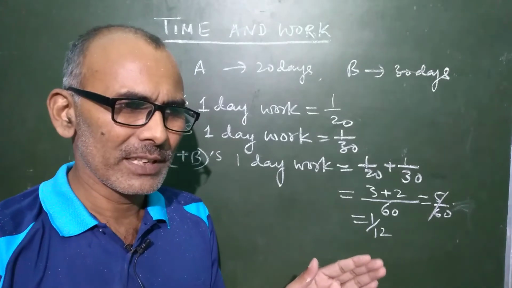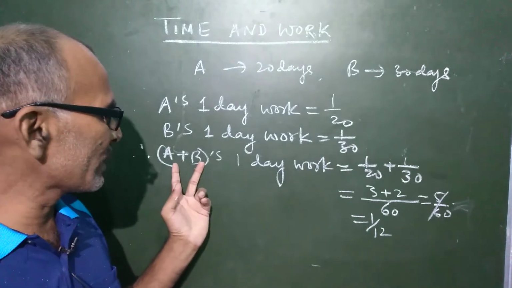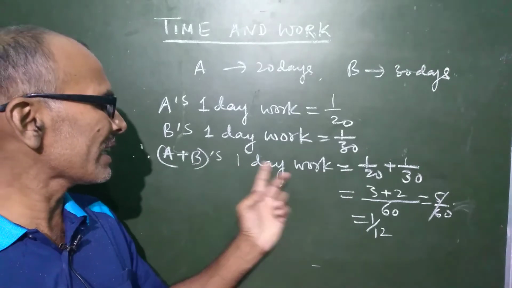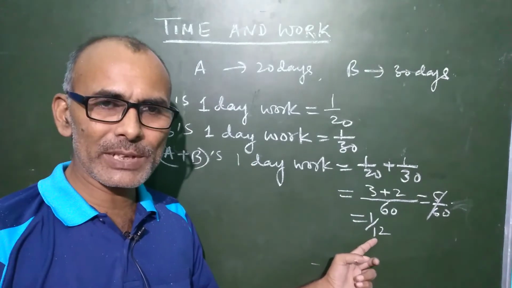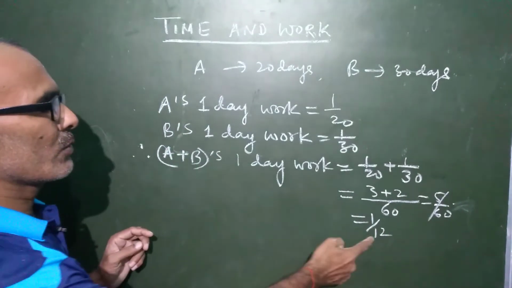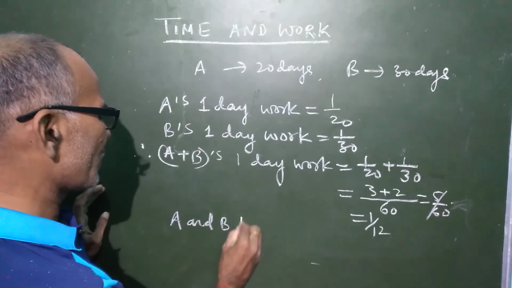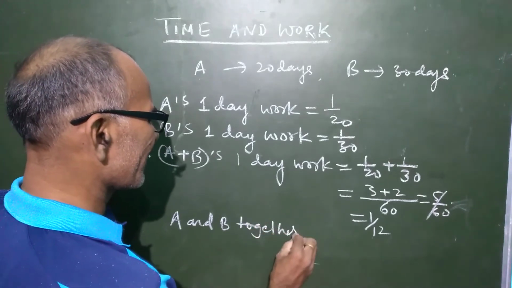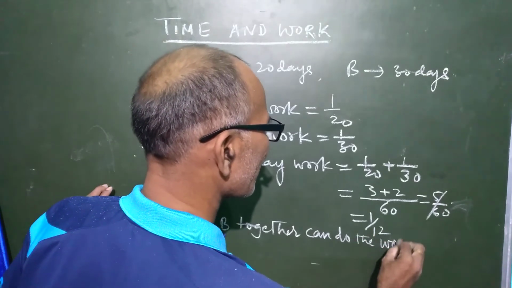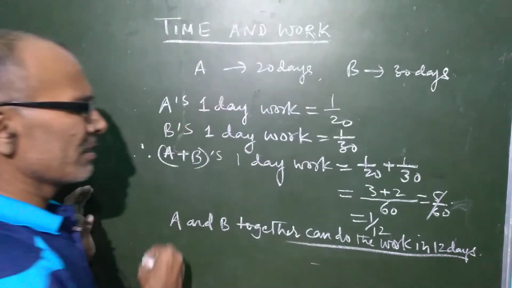Now see, I explained in the beginning that if A and B together have 1 day work of 1 by 12, then how much time will they take? Just the reciprocal of that. The reciprocal of 1 by 12 is 12 by 1. So A and B together can do the work in 12 days. See students, this is the main concept.